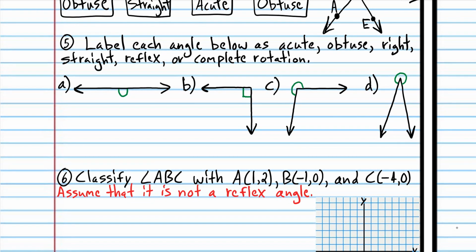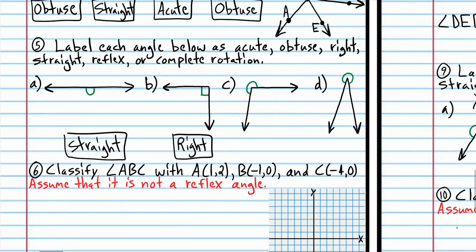So now it says label each angle below as acute, obtuse, right, straight, reflex, or complete rotation. So this is a straight angle because it makes a straight line. So I'm going to write straight. Now this angle has a box, so that means it's a right angle. Remember, that box signifies that it's a right angle, which means its measure is 90 degrees.